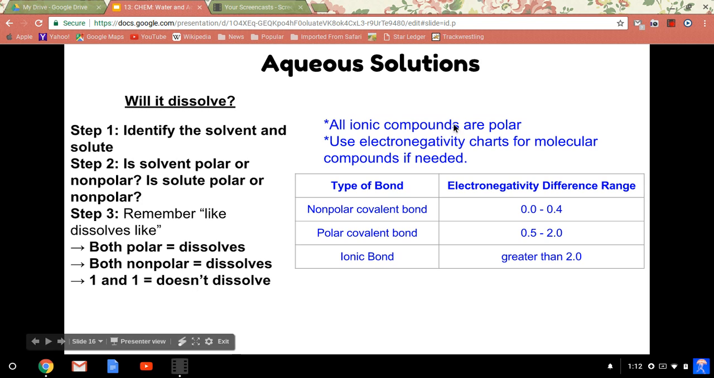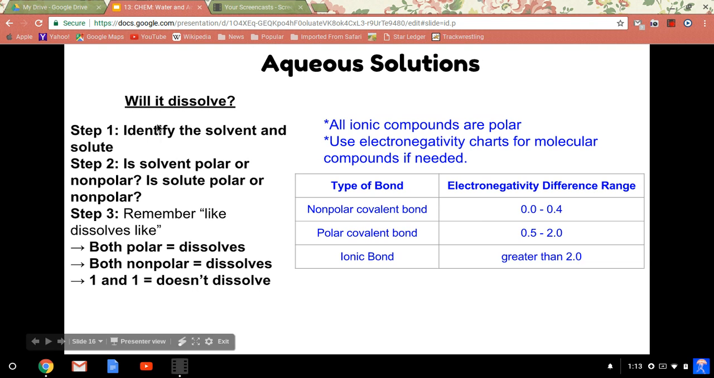How do you know if something's polar or not? You're going to use this chart right over here. You're going to find the electronegativity of the atoms involved and subtract them. If it's an ionic bond, so if it's an ionic compound, it's going to have an electronegativity difference greater than 2, so automatically polar. If the difference between the two elements is between 2 and 0.5, it's polar, and if it's under 0.5, it's nonpolar. So you're going to use the electronegativity table to figure this out.